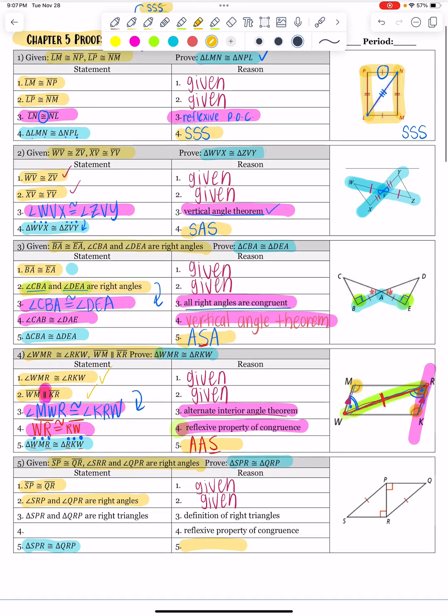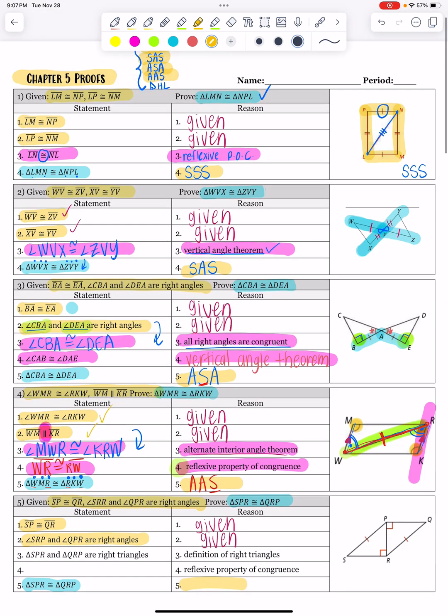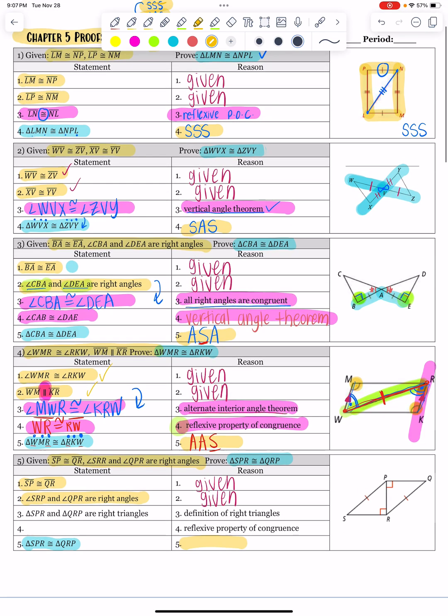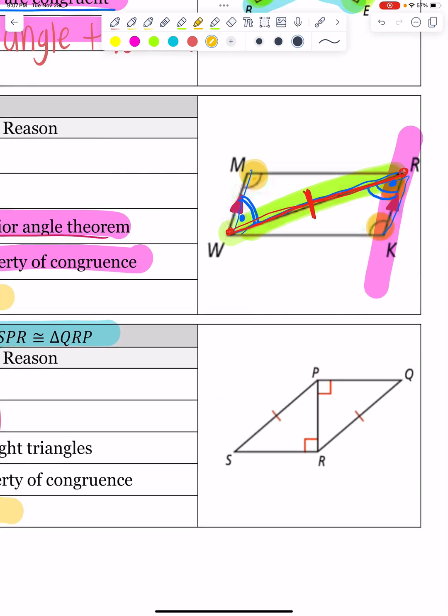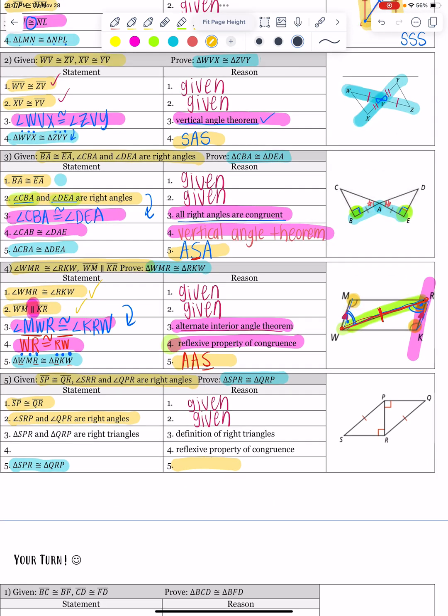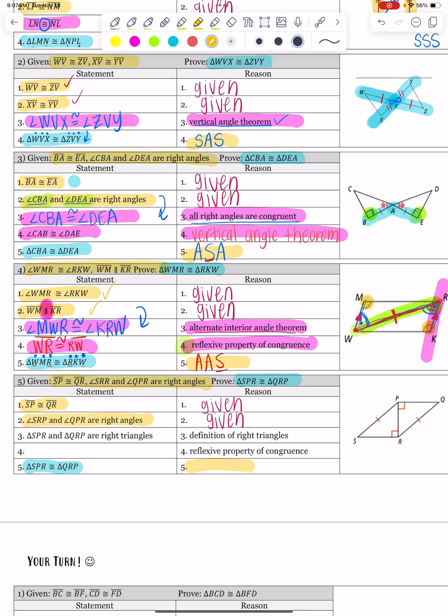And our last proof is a hypotenuse leg proof, so this will bring us home. I already know that I'm going to need to check for hypotenuse leg because I see right angles. You can use other shortcuts as well that might appear, but usually you're going to end up checking for hypotenuse leg if you see right triangles. That is a very good shortcut for proving right triangles congruent to each other. Okay, so let's check the givens first.